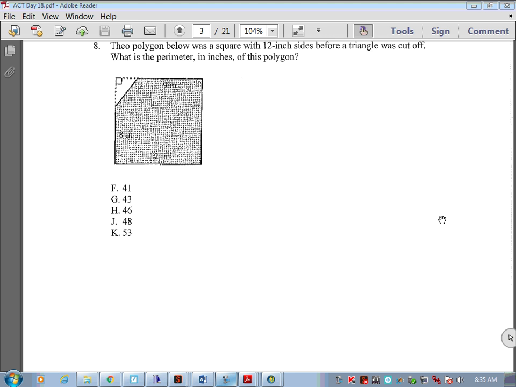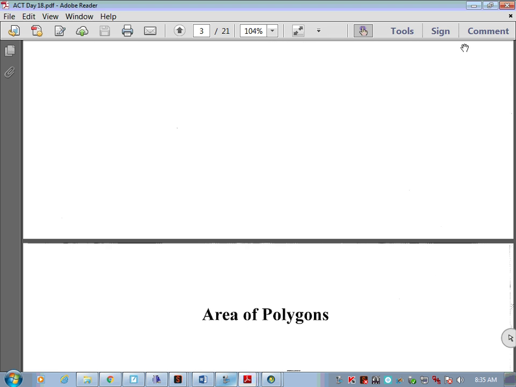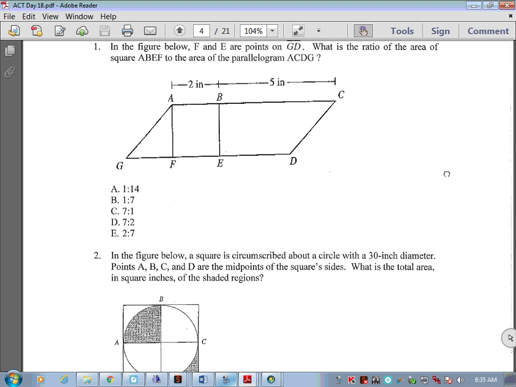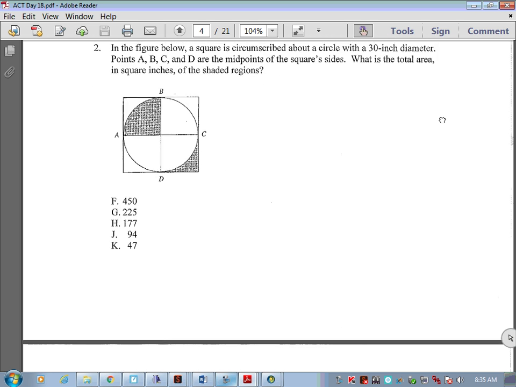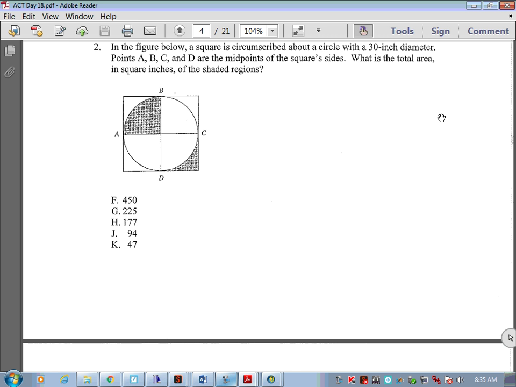All right, area of polygons. Let's see, we got 1 or 2 on this one. Anybody 1 or 2? Nobody 1 or 2? 2 actually. Okay, good. In the figure below, a square is circumscribed about a circle with a 30-inch diameter. Points A, B, C, and D are the midpoints of the square sides. What is the total area in square inches of the shaded regions?